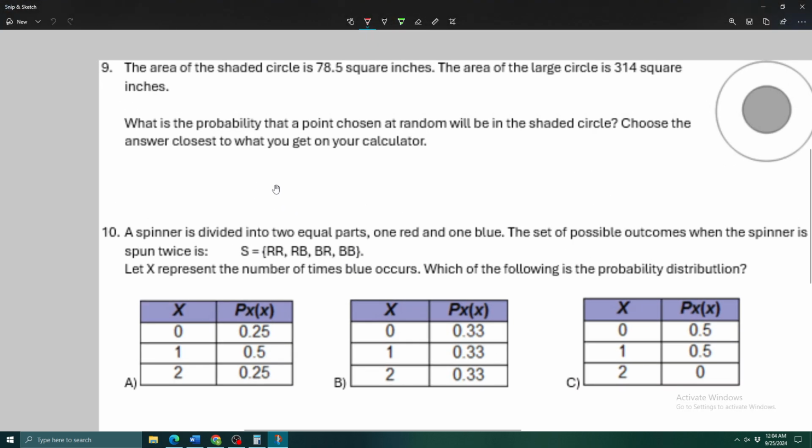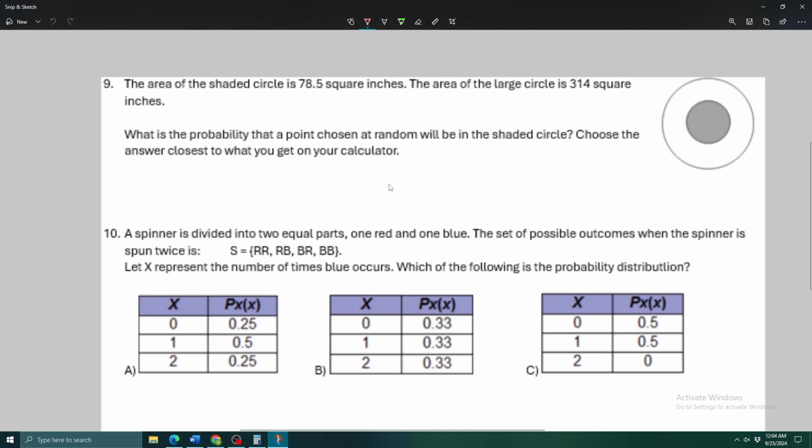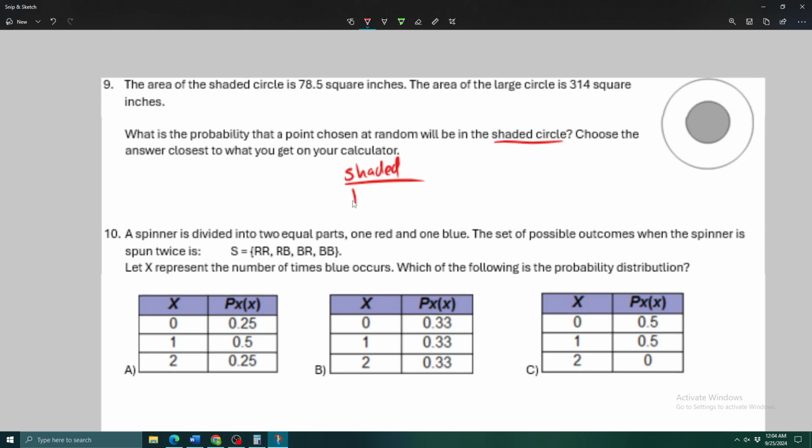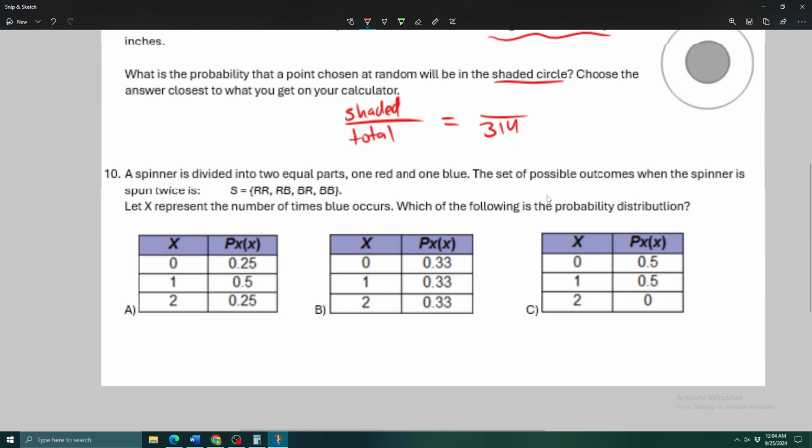So the area of the shaded circle is 78.5. The area of the large circle is 314 square inches. So our desired area is the shaded area. So find the shaded area and put that over the total area, right? I'll give you a hint. The large circle is your total area, so your shaded area should go on top of 314. I don't think I should do the whole thing.